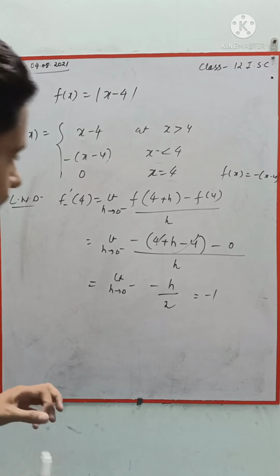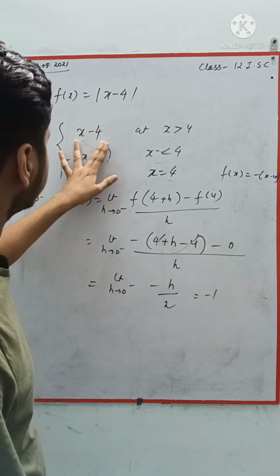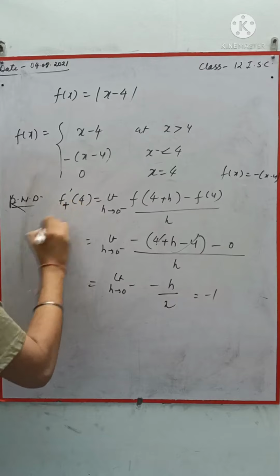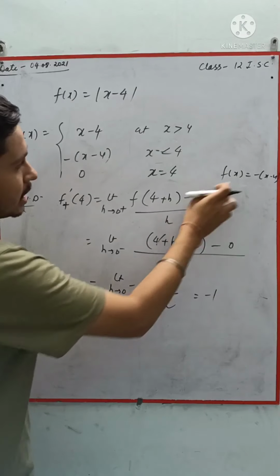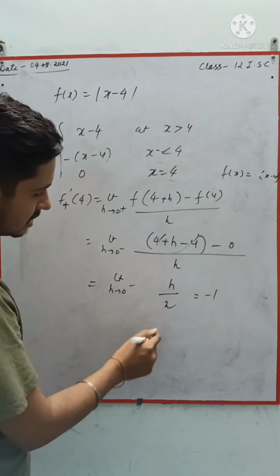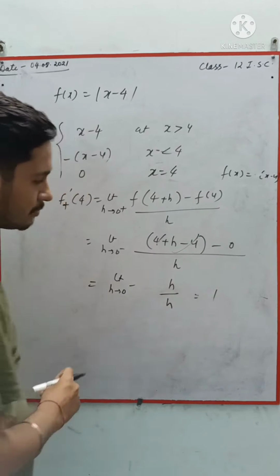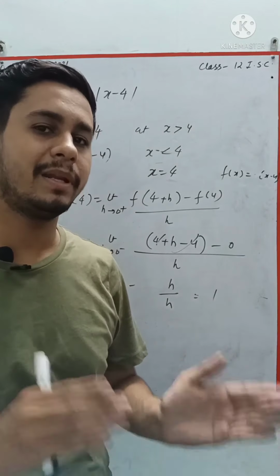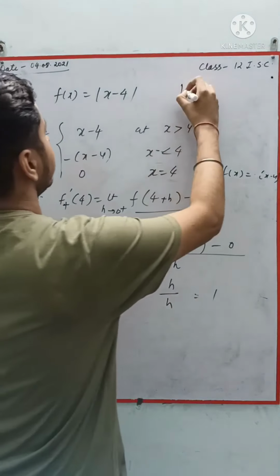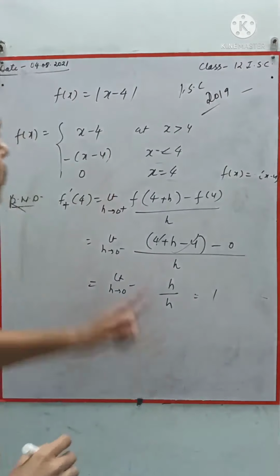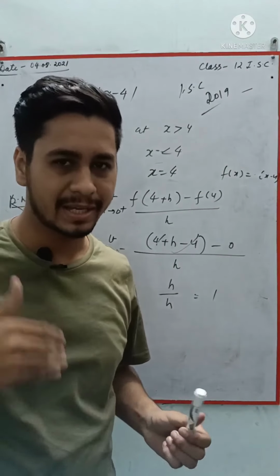Now for the positive case, we will be taking the positive one. That means the negative won't be there, because for RHD it will be plus. Now our function will be x minus 4 only. So this minus will be removed, this minus will also be removed, and we'll get plus 1 as the answer. Now as LHD is not equal to RHD, hence we say that this function is not differentiable at x equal to 4. This question came in ISC 2019.